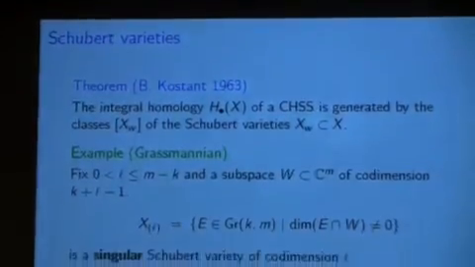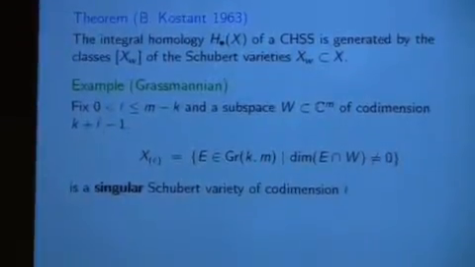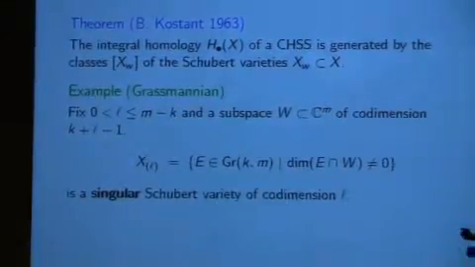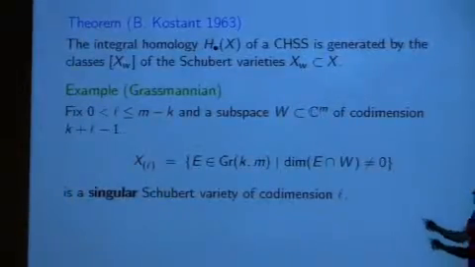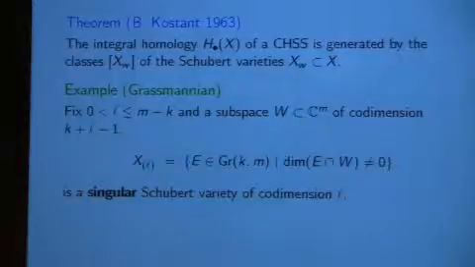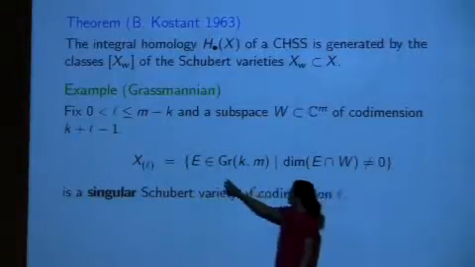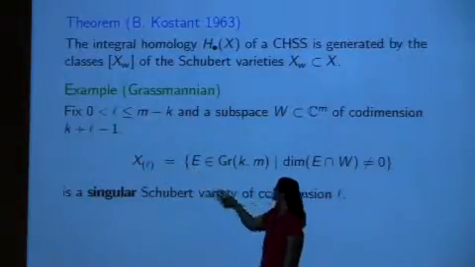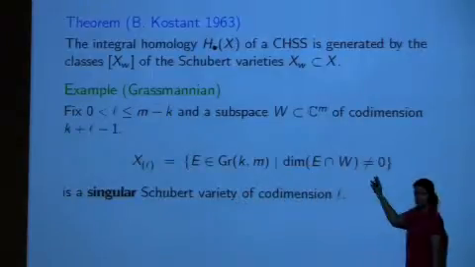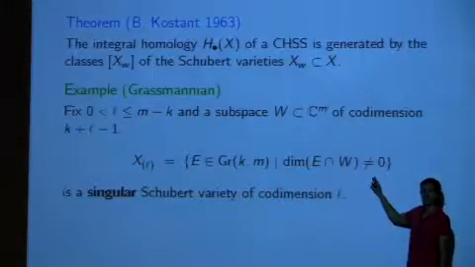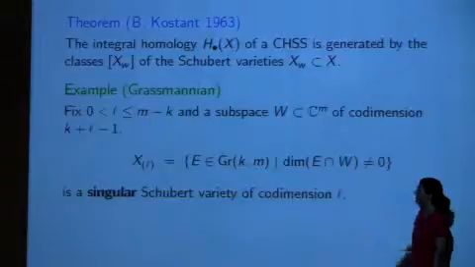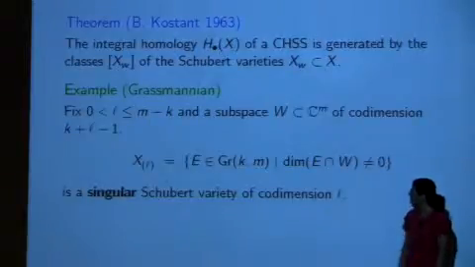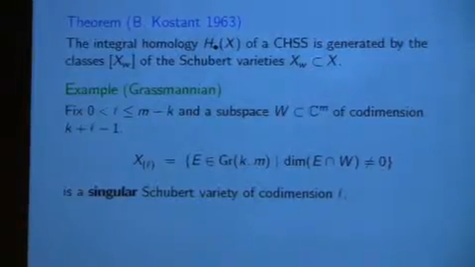Okay, so here's an example of one Schubert variety sitting inside the Grassmannian. You fix a subspace W of codimension k plus l minus 1, and then you look at all the k-dimensional subspaces of complex space that have a non-trivial intersection with it. This is a non-generic condition. Just by dimension count, you'll usually expect this intersection to be trivial. So this gives you a proper subvariety. It has codimension l inside the Hermitian symmetric space.